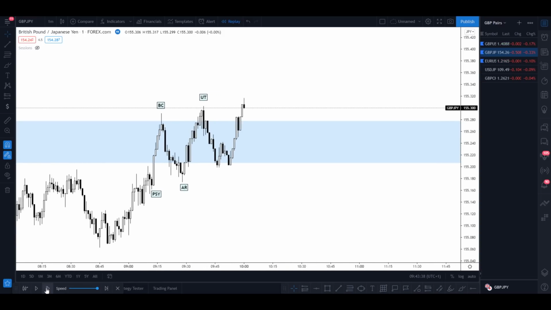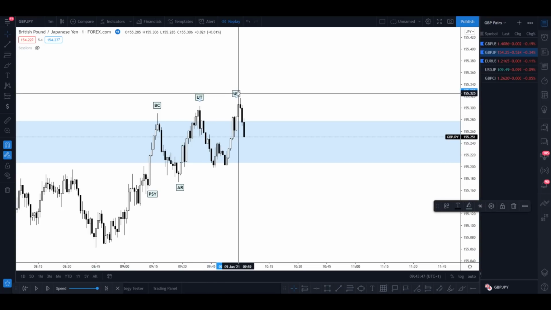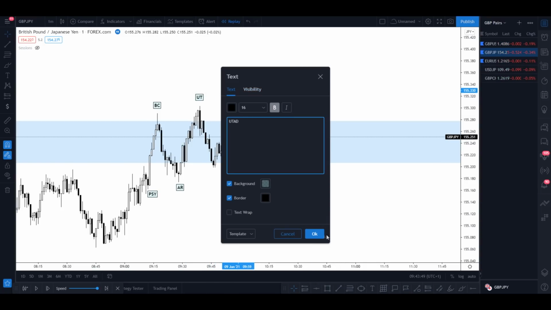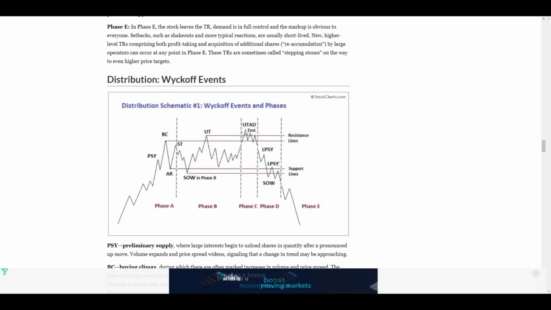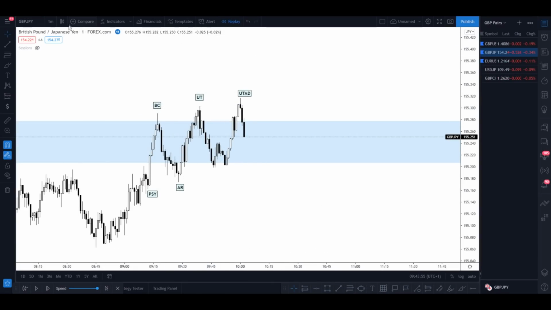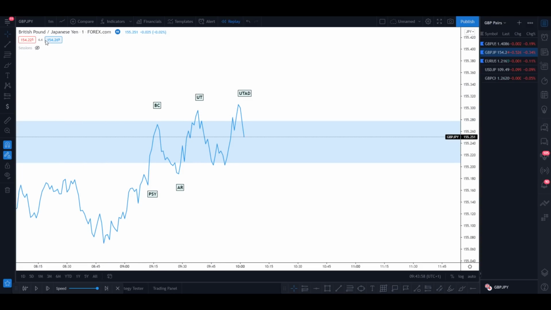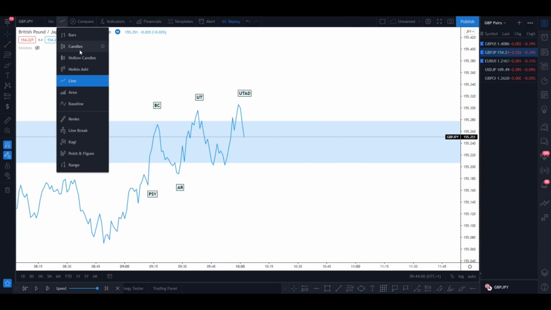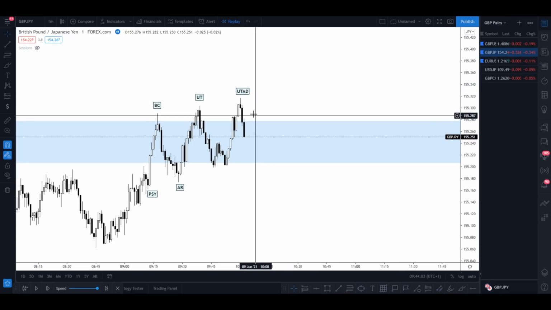The market does its thing, and then boom, we see the next candle closes above and breaks above the previous high, giving us an upper thrust after distribution, which is your UTAD. Now look at this. The upper thrust after distribution breaks above the previous UT with the candle. As you can see, we have that. If you want to look at the line chart, it's so much cleaner. But yeah, we'll go back to the candles. So we have our upper thrust after distribution.